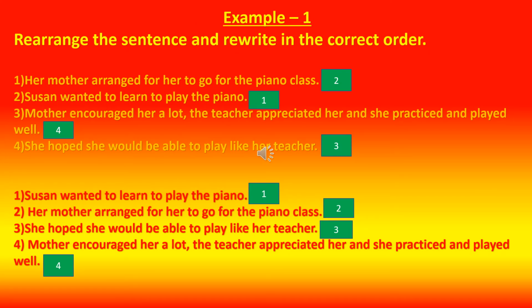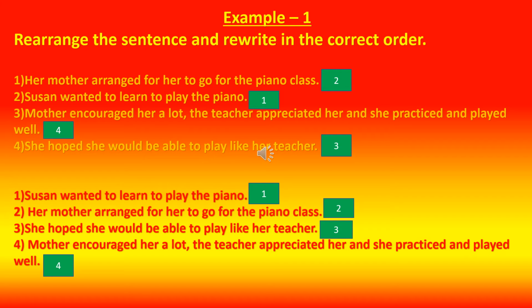In example 1, rearrange the sentences and rewrite in the correct order. Students, there are 4 sentences that are given. You have to identify which is the correct sentence, that is, which will be the first sentence. From the hints that were provided earlier in the explanation, you have understood that the starting of the sentence can either be a noun, an incident, or a universal fact. But from these given sentences, we can identify a noun. So we choose the second sentence, Susan. Susan wanted to learn to play the piano. This is the most appropriate sentence from all the 4 sentences given.